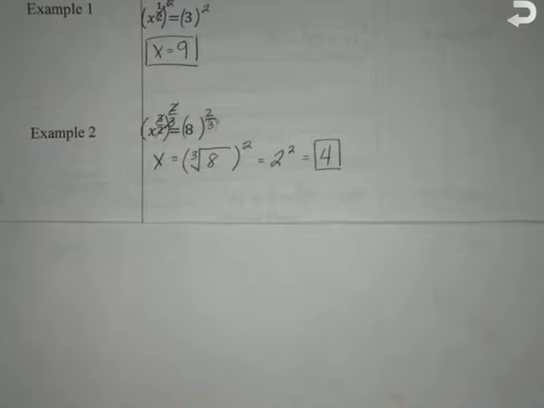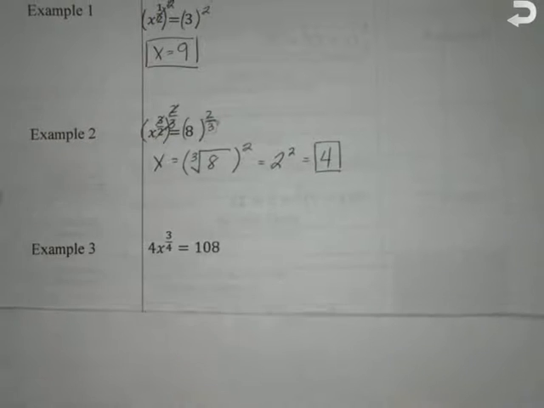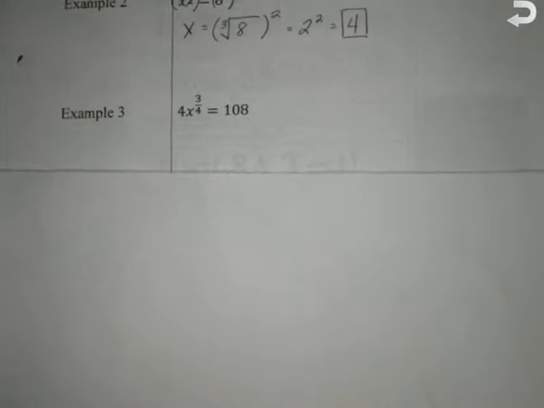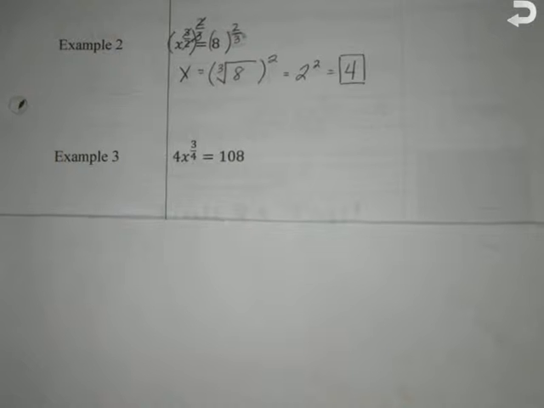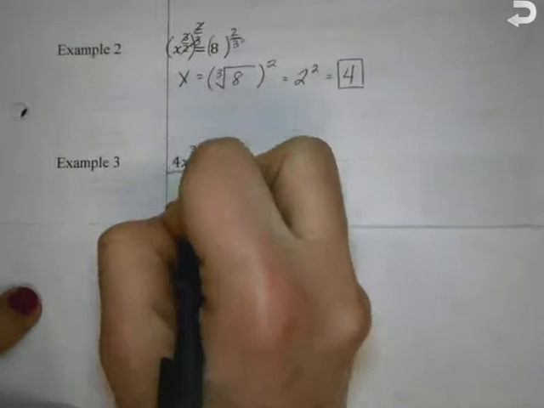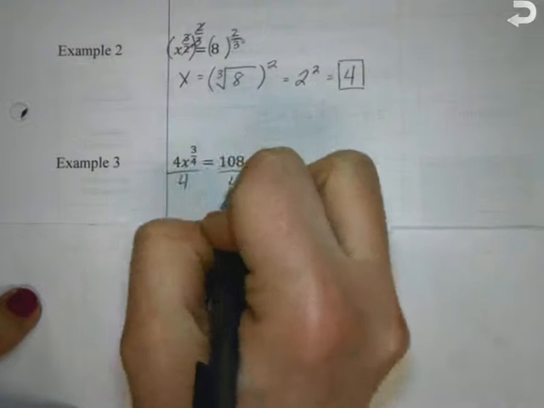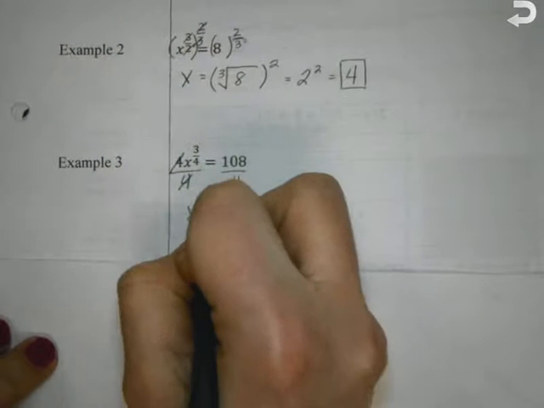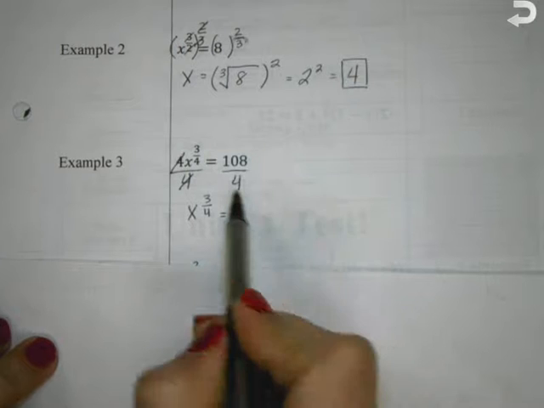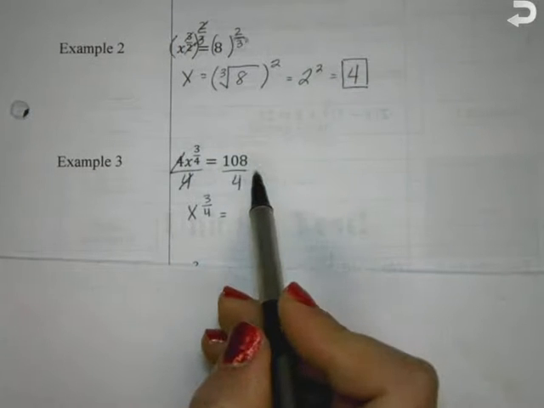Okay. So what happens if I have something like example 3? Is my exponent by itself yet? No. So what should I do before I can do anything else? Divide by 4. So we need to get rid of that 4. That gives me x to the 3/4 equals 108 divided by 4, 27.